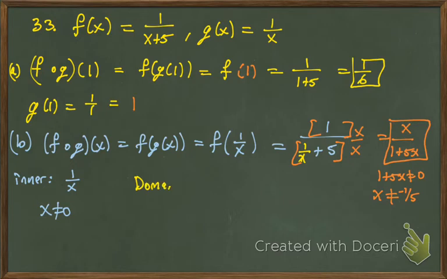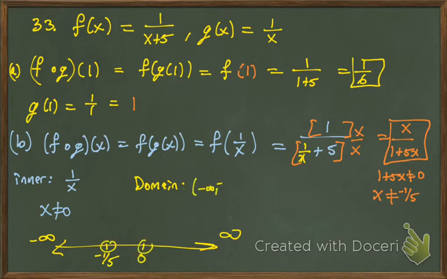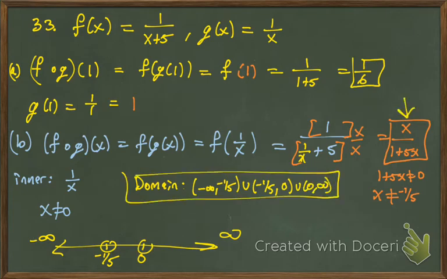And so our domain is going to be everything except for our two restrictions. So x couldn't be negative 1/5, and we also couldn't be 0. So that number line can help us with the interval notation. So negative infinity to negative 1/5, union negative 1/5 to 0, and then 0 to infinity, and then you have your composition formula right here. Okay.